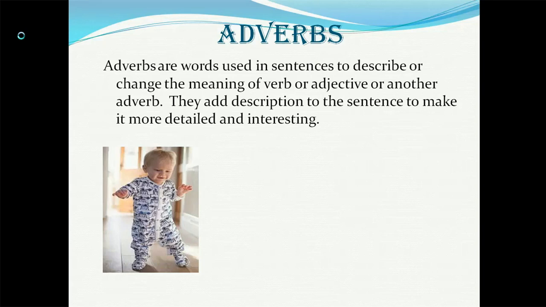We can see here a little baby trying to walk. So we can say the baby is walking. So if you want to give more detail how he is walking, we can say the baby walked. How did he walk? Slowly towards his mother. So the slowly, what is it doing? It is describing the verb walked. So how did he walk? He walked slowly. So this is the function of the adverb. It describes. So there are different types of adverbs.